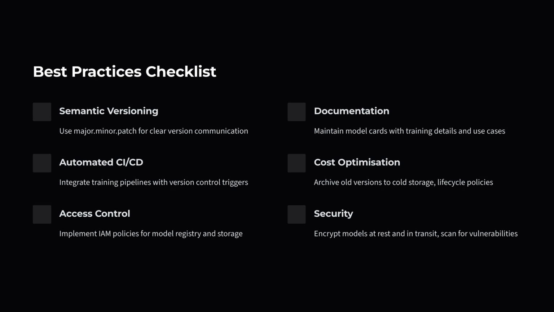Best practices checklist. These practices become your guardrails. Semantic versioning labels each model like a chapter title. 1.3 immediately signals change size. Automation reduces manual mistakes and brings calm repeatability. Access control protects your registry like a locked cabinet in a lab. Documentation, especially model cards, becomes each model's biography. What it learned, where it should be used, what risks it carries.